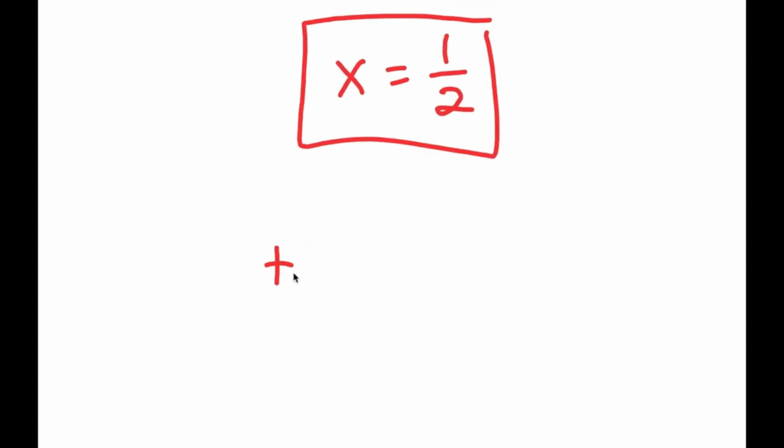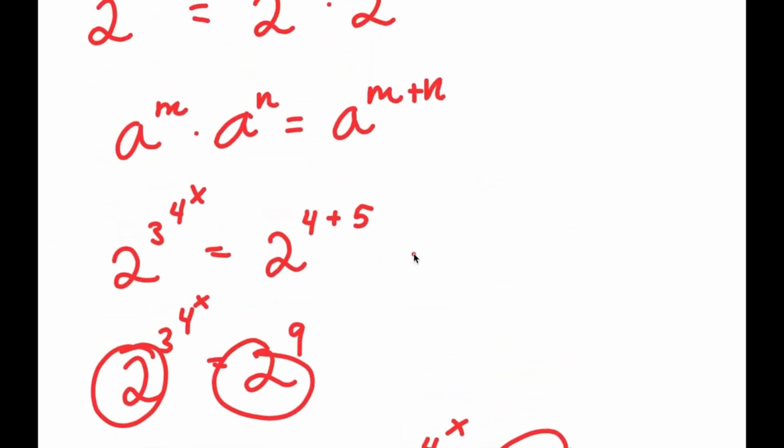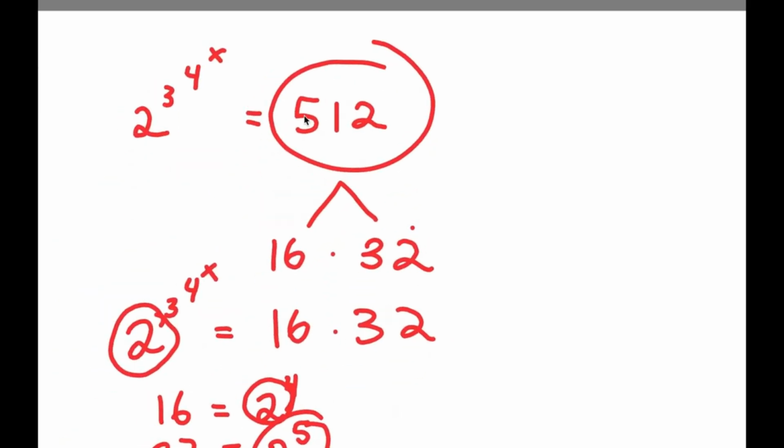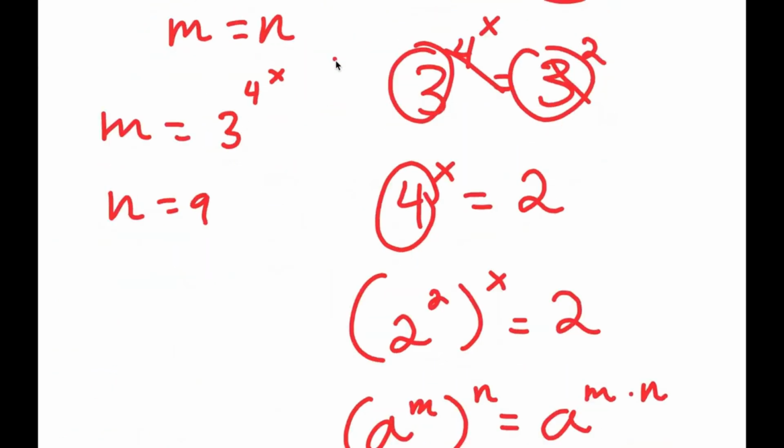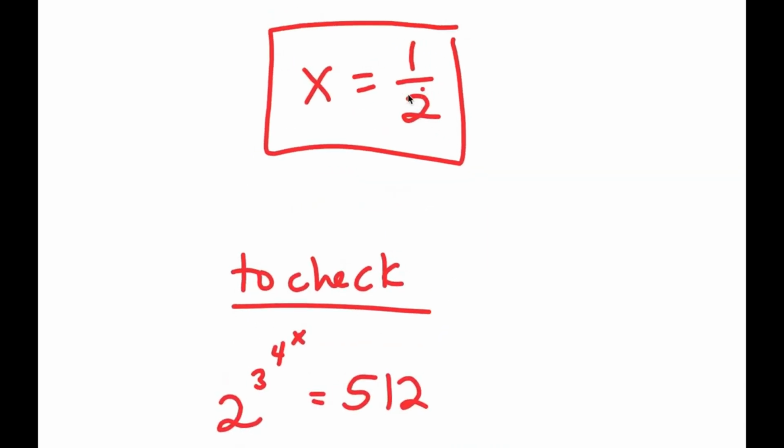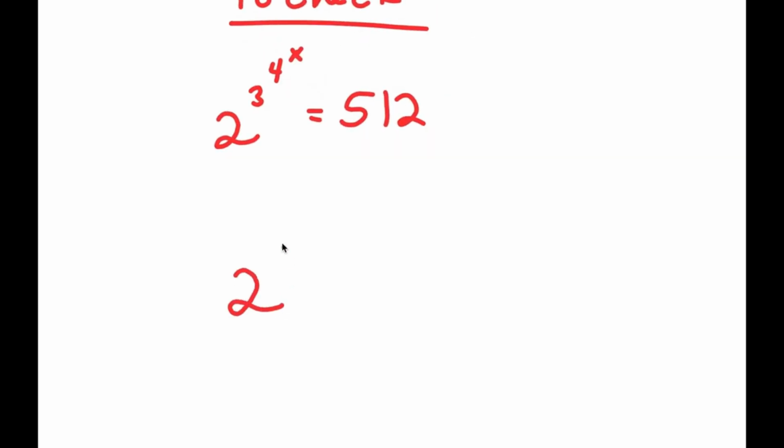So now, to check, my original equation was 2 to the power of 3 to the power of 4 to the power of x is equal to 512. So I have 2 to the power of 3 to the power of 4 to the power of x is equal to 512. And we said that x is equal to 1/2. So I have 2 to the power of 3 to the power of 4 to the power of 1/2 is equal to 512.